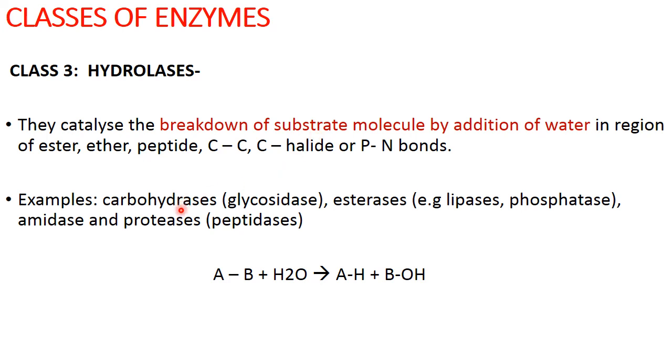Like carbohydrases, glycosidases, which break down lactose into glucose and galactose. Esterases, which include lipases and phosphatases. Amidases, amide bond breakdown. Proteases, peptide bond breakdown. So these are some examples of hydrolases. So that's what we have shown: AB plus water. So this water is going to break these bonds into its constituents.